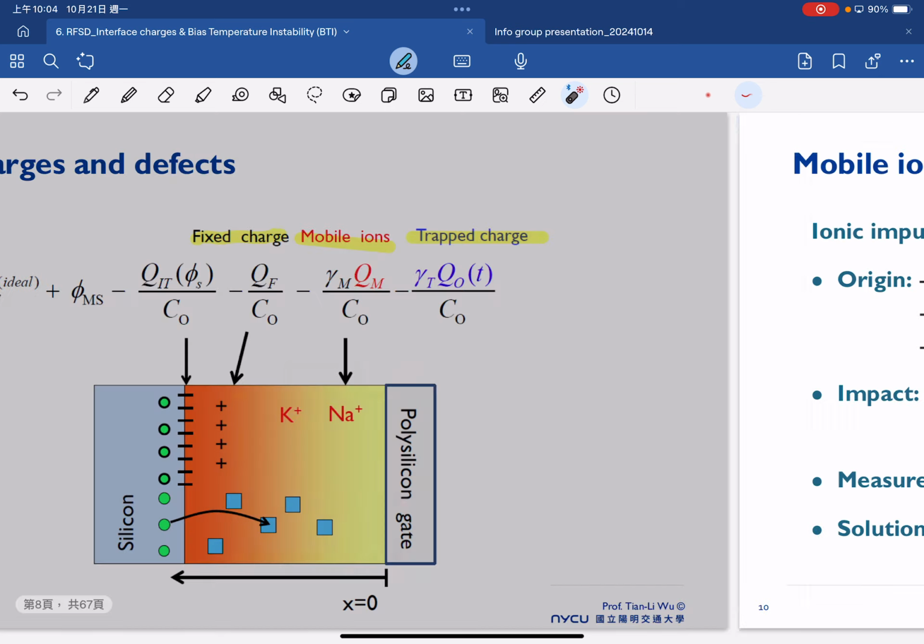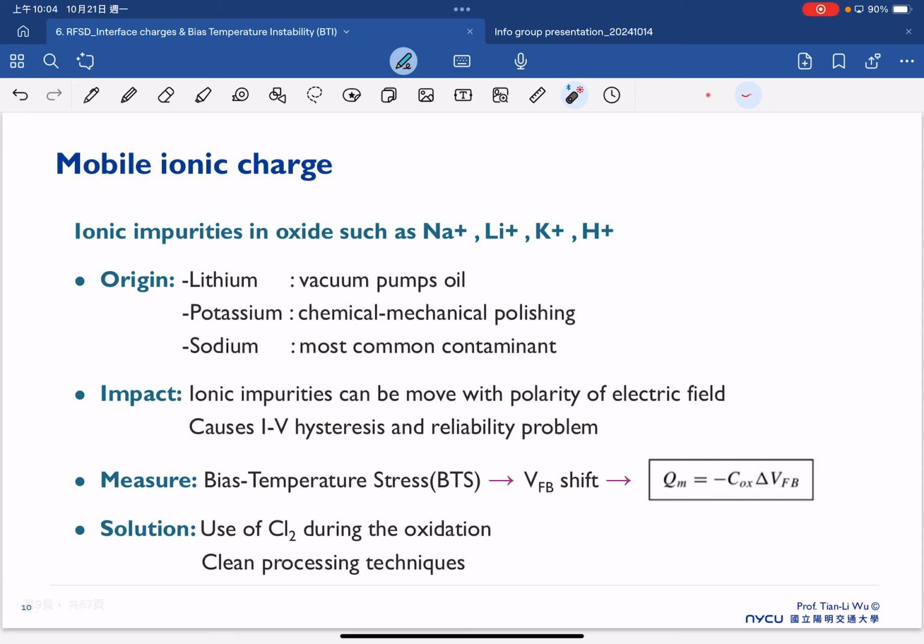So now we will look at them one by one to understand what will be the typical cause for this charge. The first one we'll talk about is the mobile ionic charge, which is mobile ions. These are impurities such as shown here, and the origin is mainly not related to the semiconductor physics, but mainly related to environmental issues.